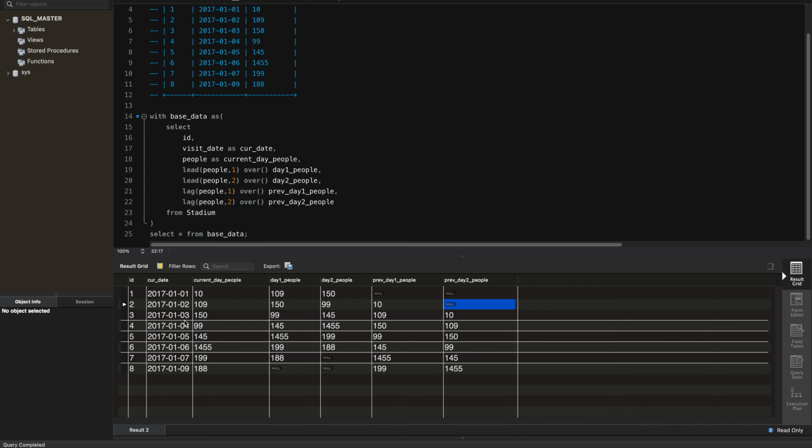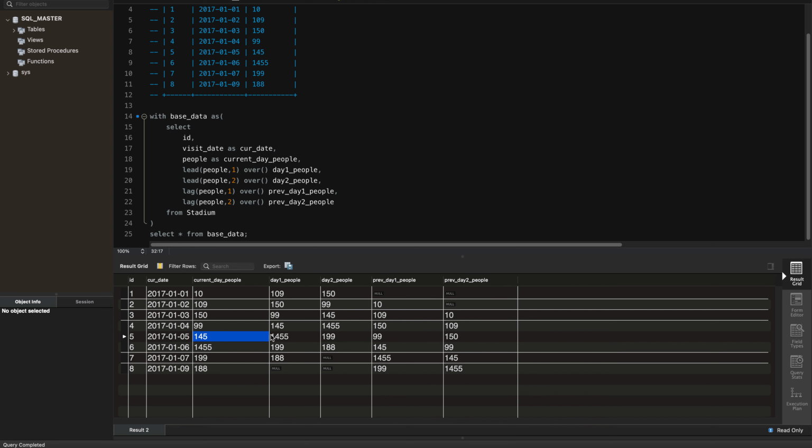Now what we need to select is only the rows where 3 consecutive elements are more than 100. It could be either current day, day 1 and day 2 should be greater than 100, or current date, previous day 1 and previous day 2 should be greater than 100. If these conditions match, then we'll be printing the ID, date and current day people.